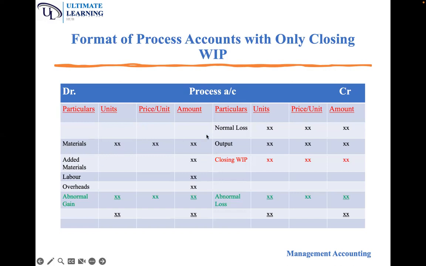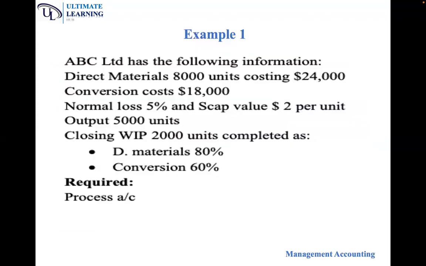So there will be an open space on the debit side, and in this space you don't post anything. And then, of course, materials added, labor and overheads are on the debit side. On the credit side, you show your normal loss, output, closing work in progress, and abnormal loss or gain. If it's a loss, it's on the credit side. If it is a gain, it's on the debit side. So that's basically how we prepare process accounts with only closing work in progress.